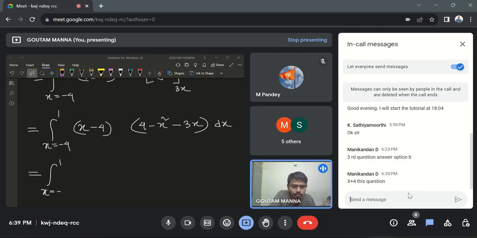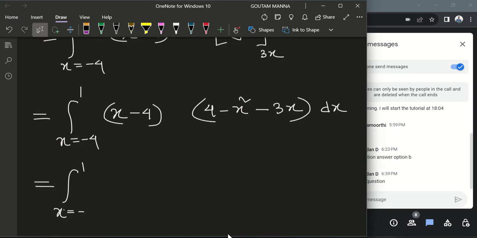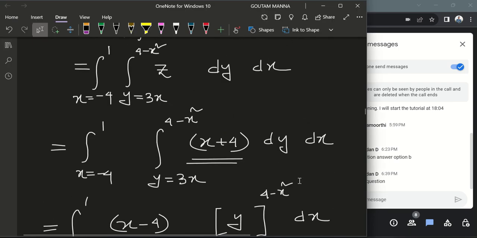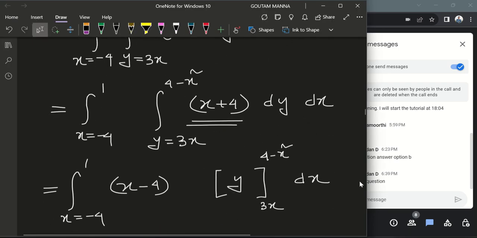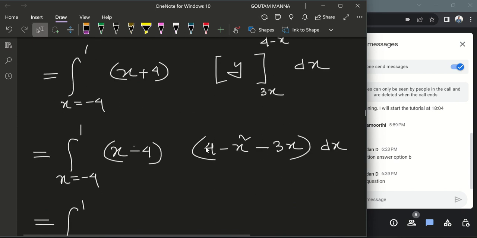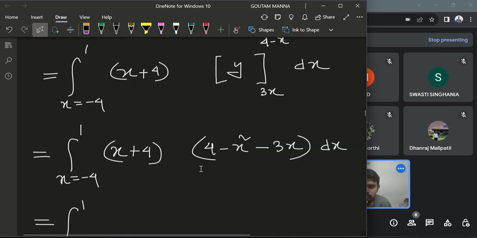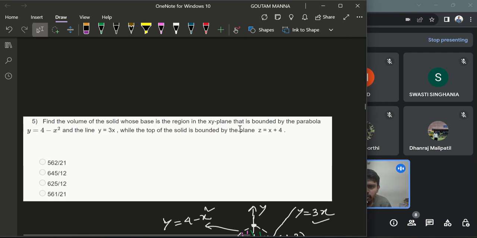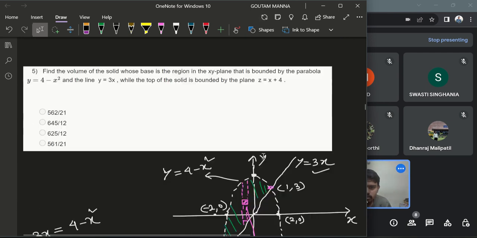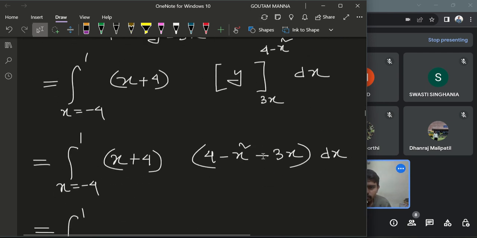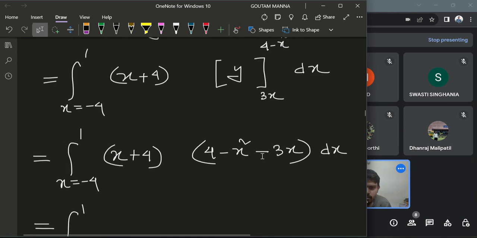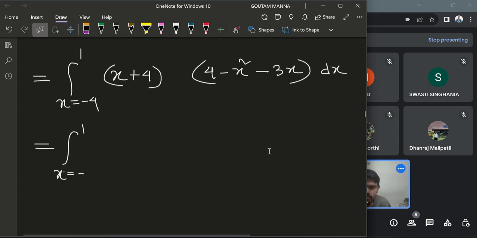X plus 4, this question. Okay, sorry, this is x plus 4. Yeah, x plus 4. Thanks. So z equals x plus 4 here. Other limit side, right? Yeah.